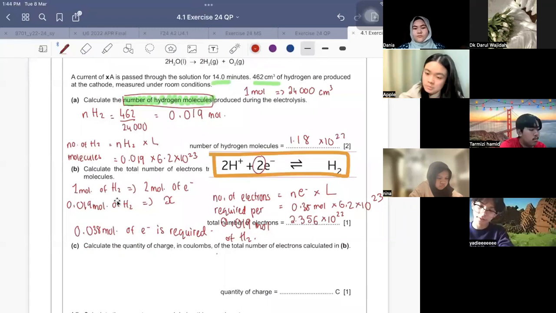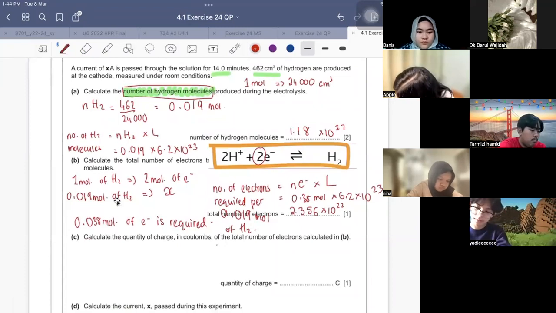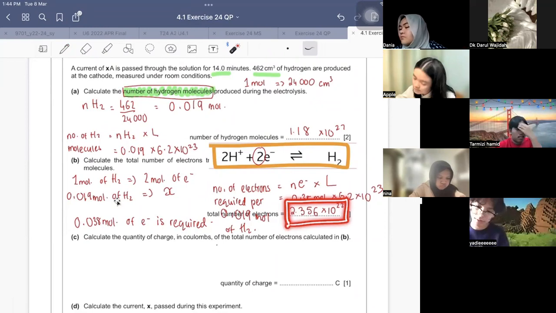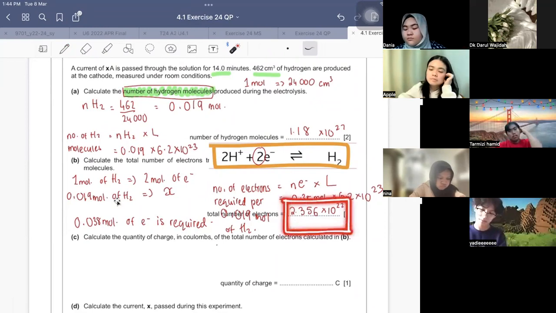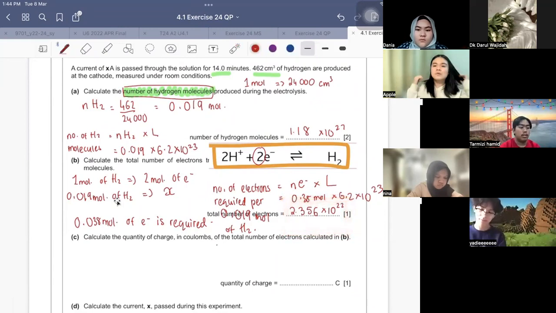Okay, calculate the quantity of charge of the total number of electrons calculated in B. Okay, so this is how much electrons we have. Again, you can see my significant figures is out of the window. So we want to know how much charge is carried by this amount of electrons.